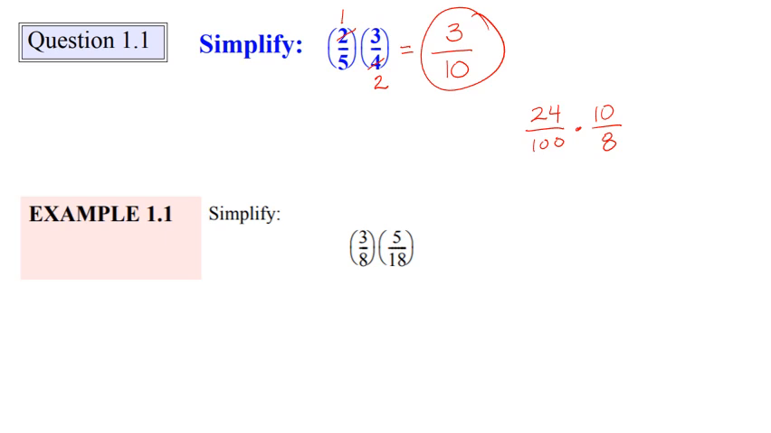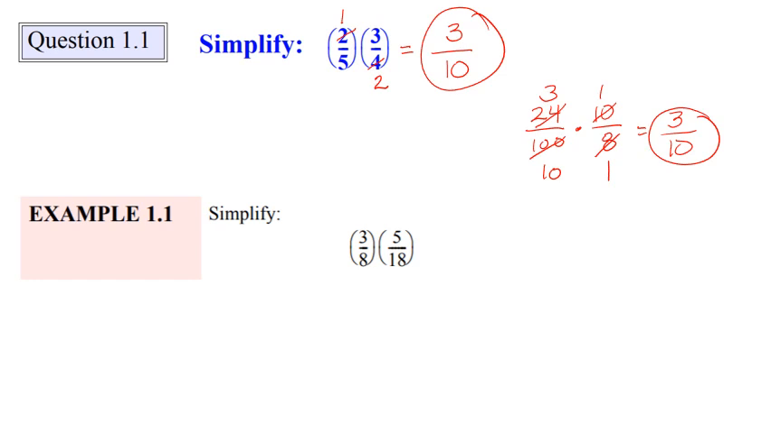So let me show you my method of checking those directions first. You can see that 8 goes into 24 and 8, so I'm going to reduce by 8. And then for 10 and 100, you're going to reduce by 10. And you get 3/10 right away. Do not multiply across and then reduce later. I think it's just ironic that I got the same answer as before. That's totally coincidence. So don't multiply across unless you have to and there's nothing you can reduce. Always check what you can reduce first.